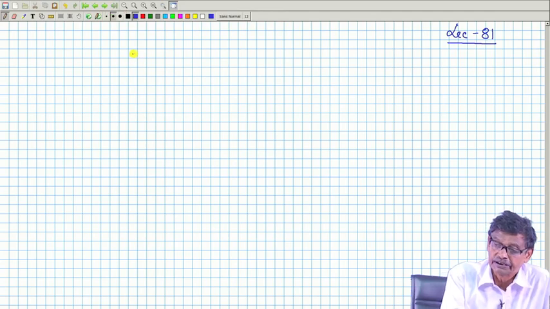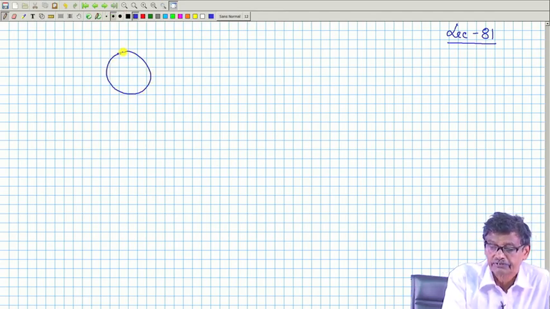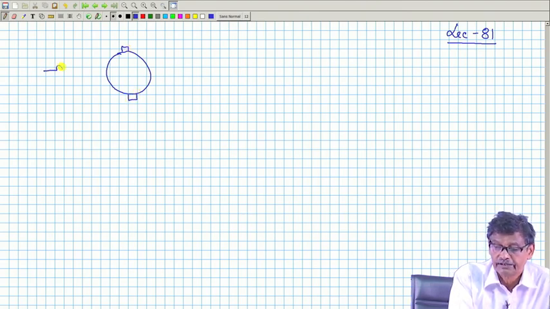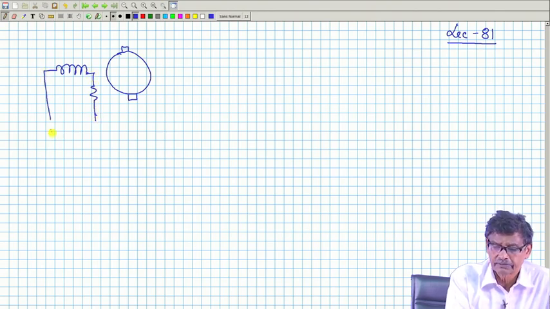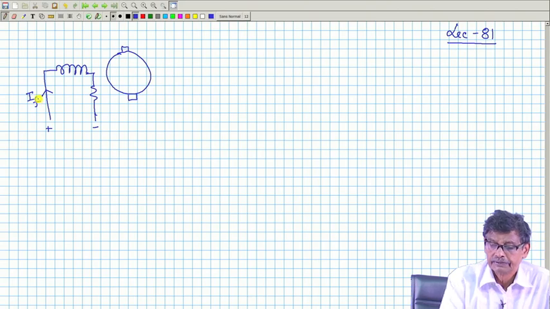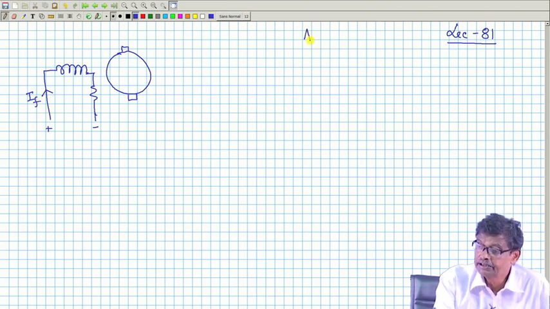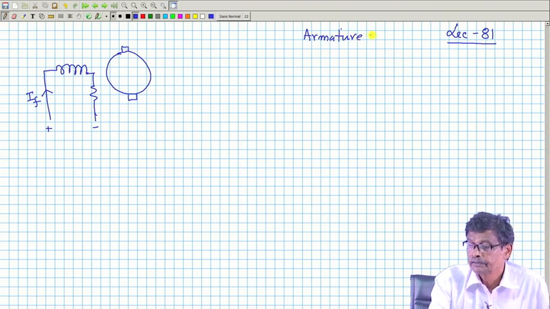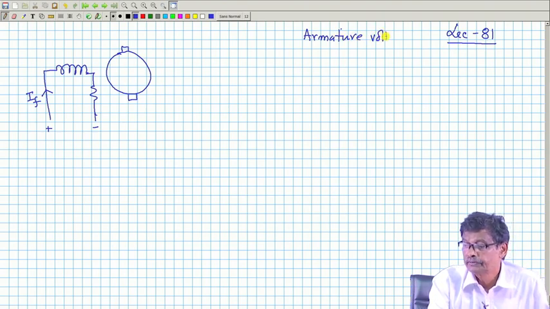That same shunt machine, what I will do is, this is your armature circuit, and this is your field circuit, and in the field circuit I will pass constant current, whatever it is, I F. So, this method is armature voltage control.